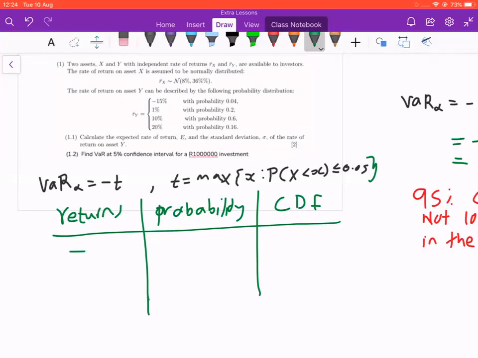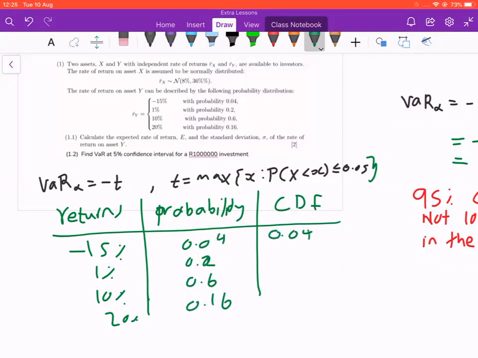So the returns are negative 15%, 1%, 10%, and 20%. The probabilities are 0.04, 0.2, 0.6, 0.16. So the CDF is 0.04, 0.24, 0.84, 1.